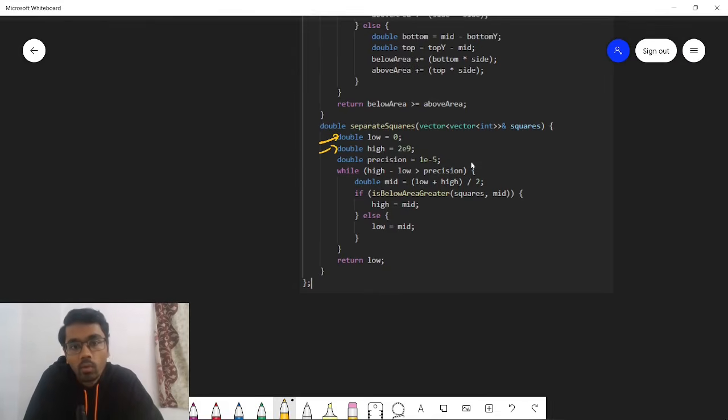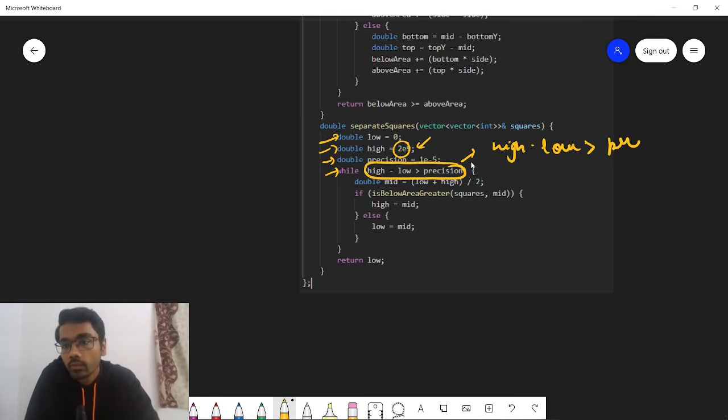First we have declared the low value and the high value. Obviously you can change your high value to the current scenario of the squares, so that you don't need to take a very high value. But yeah, this value is also fair enough. Then we have declared the precision value, and this is the binary search condition that we were talking about. So this is not the traditional binary search. We are changing this condition as high minus low greater than precision. And we are calculating the mid value, low plus high divided by 2.